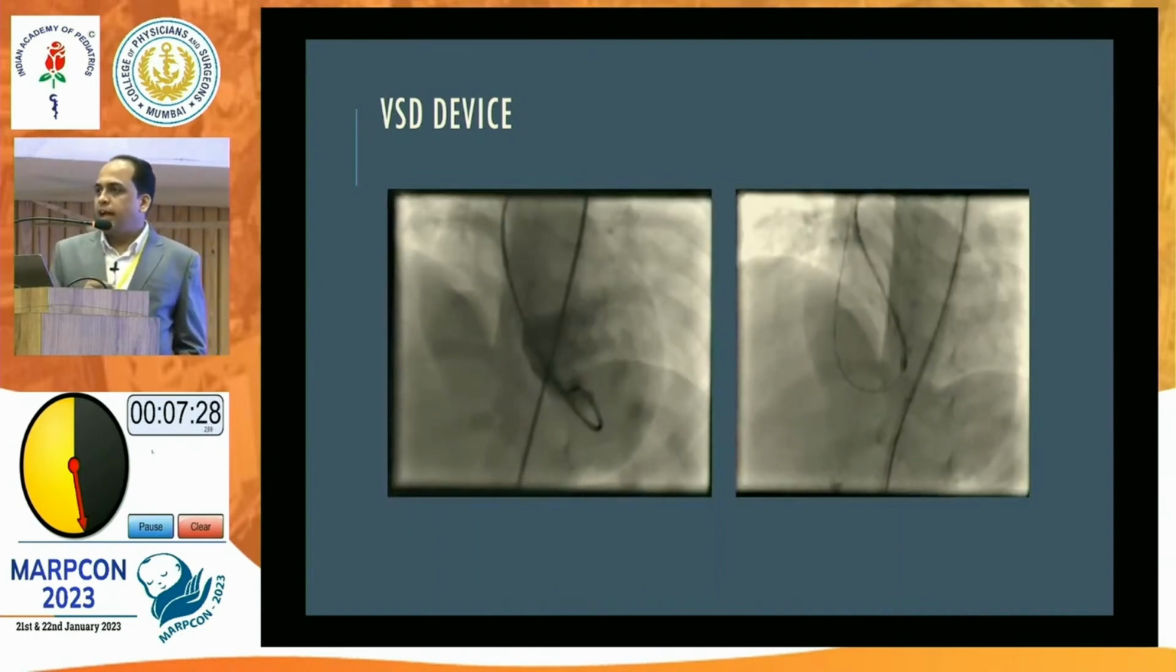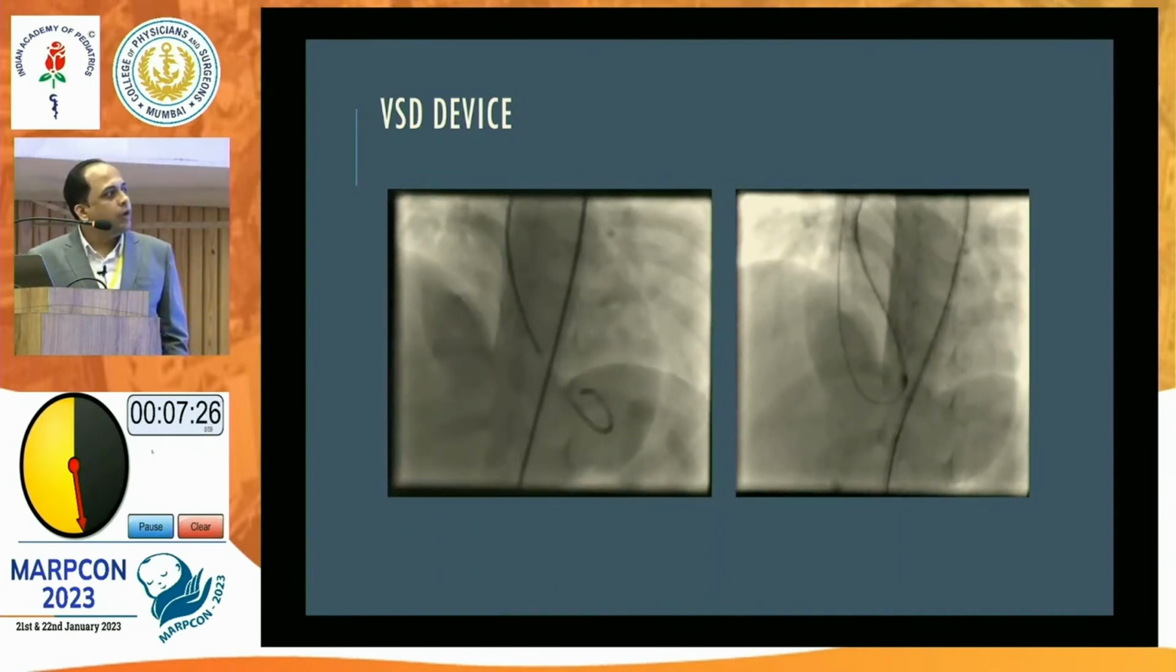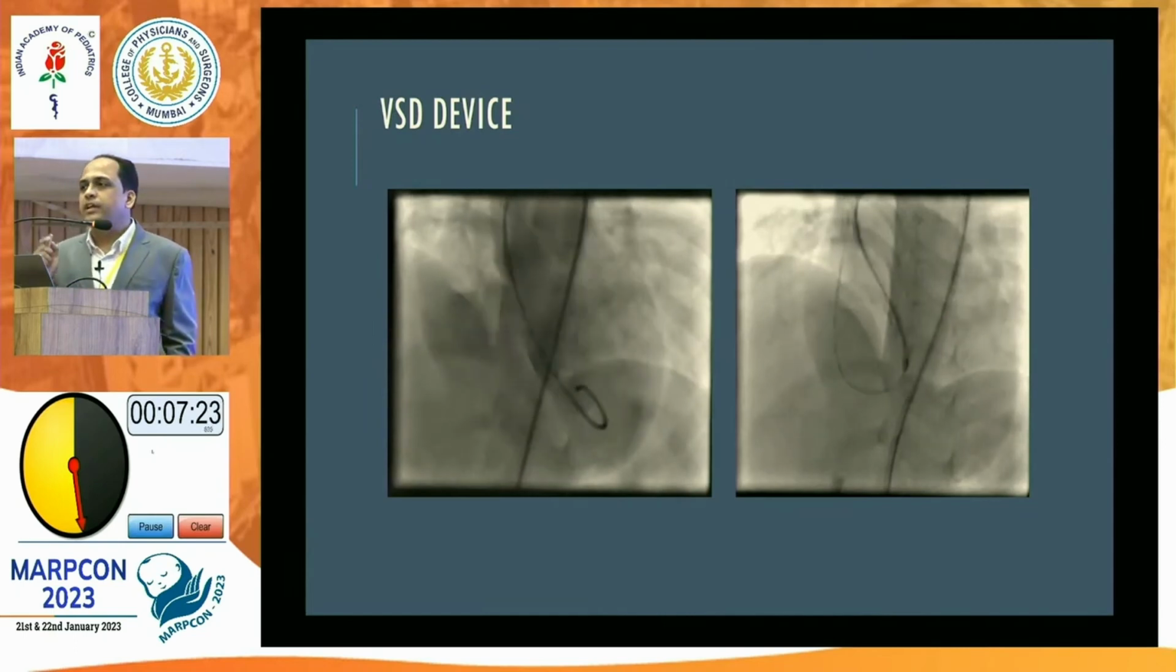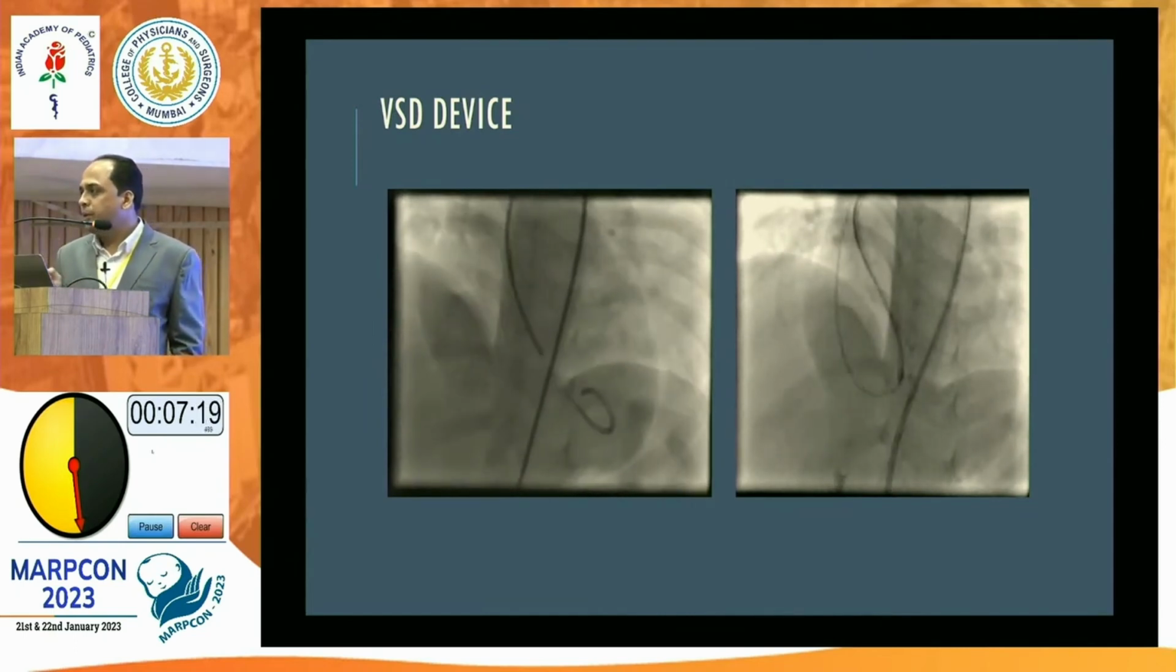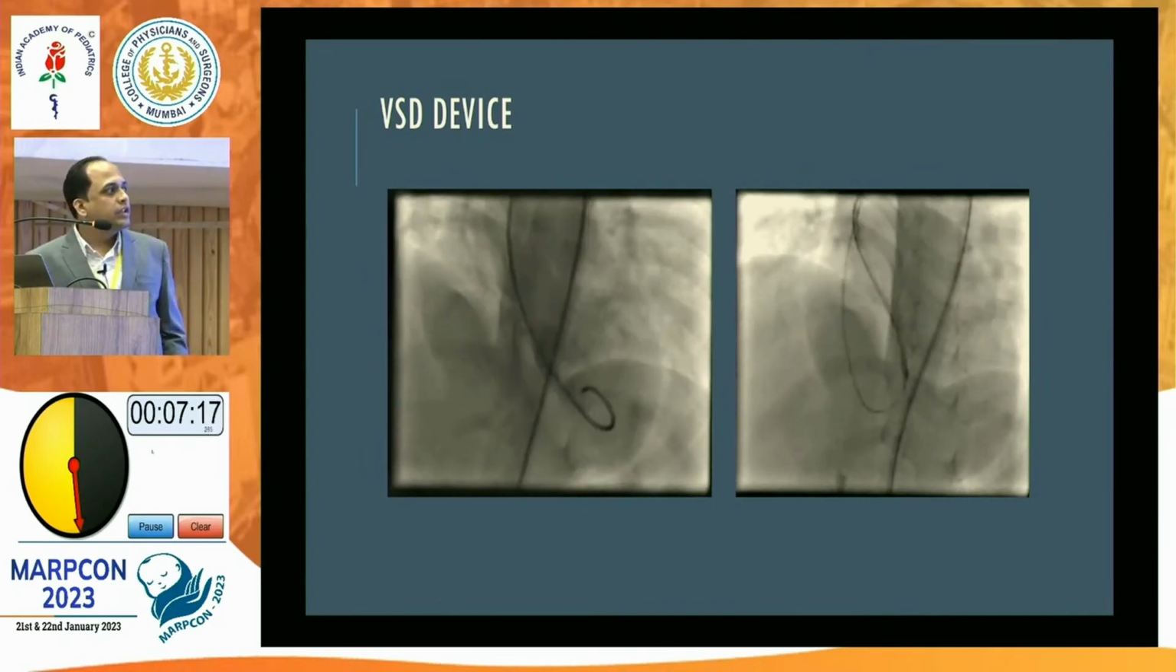So how do we see this in the cath lab? The first image is a left ventricular angiogram. Normally, if you inject contrast inside the left ventricle, you are not supposed to see the right ventricle, because there is a septum in between. But whenever there is a defect, and here is a defect, when you inject contrast here, because of the defect, you can see the right ventricle as well.